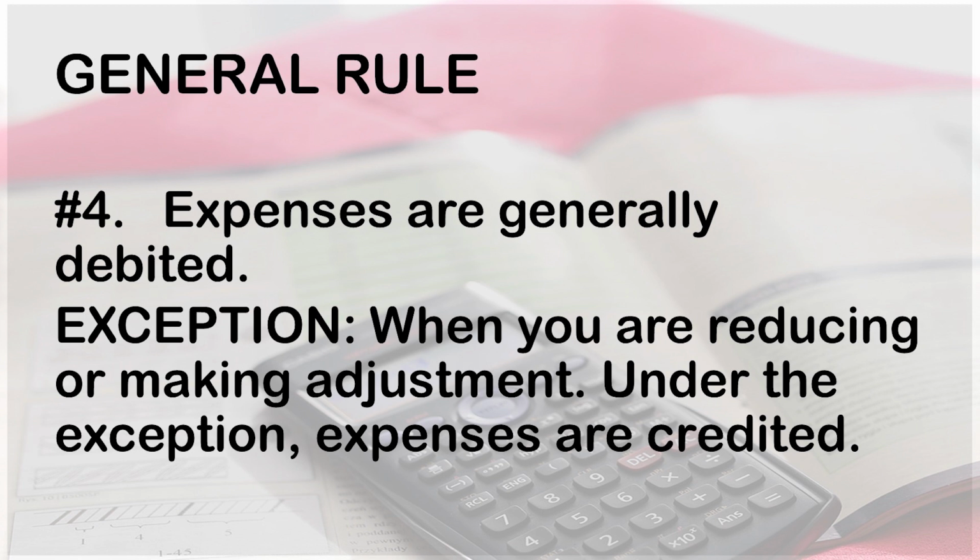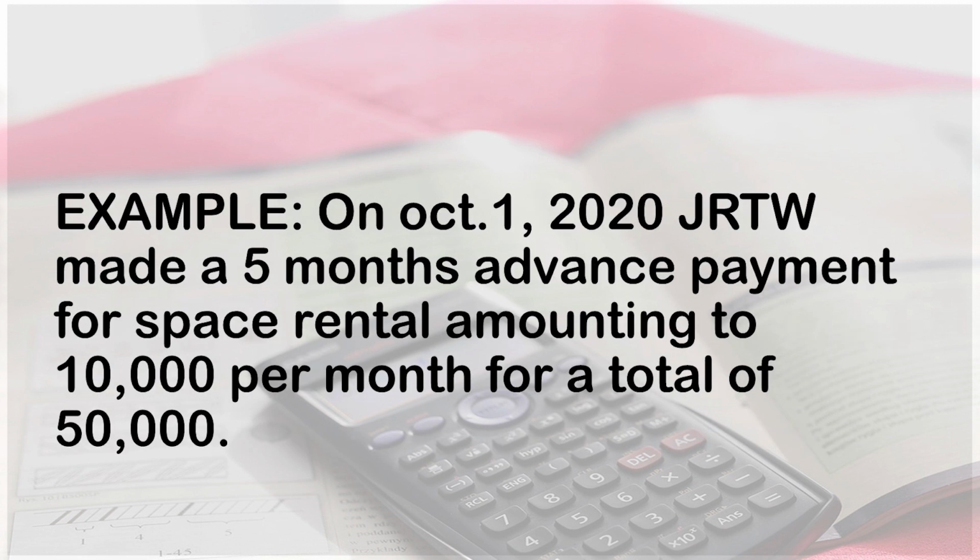And since generally expenses are debited, in order to appear deduction or reduction, it must have an opposite posting, or under the exception, it must be credited. For easy understanding, let's have a simple presentation for rule number 4.